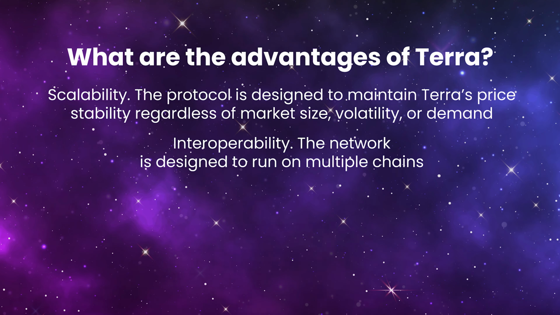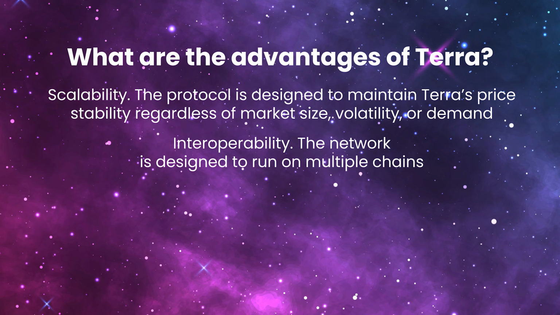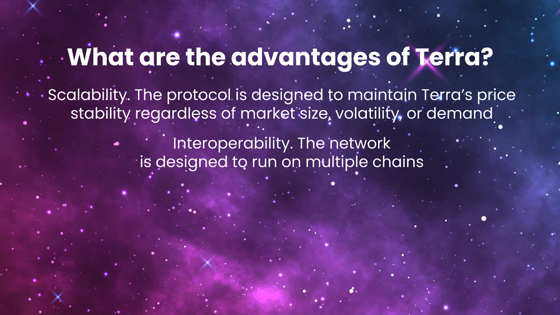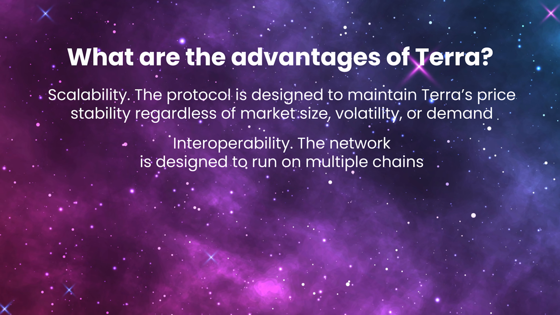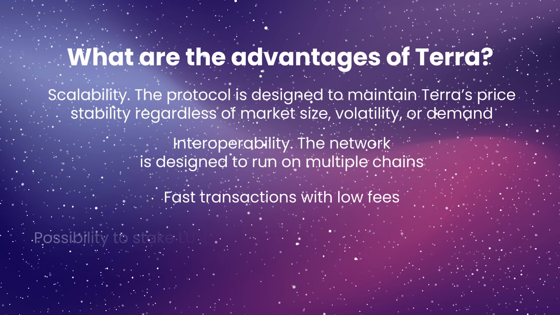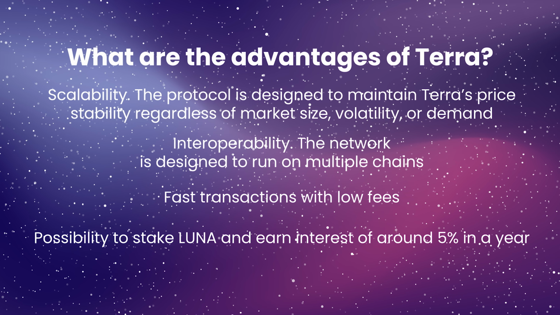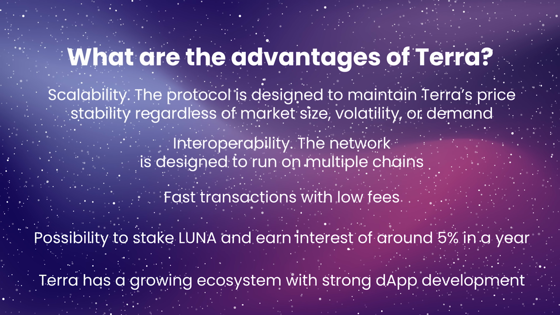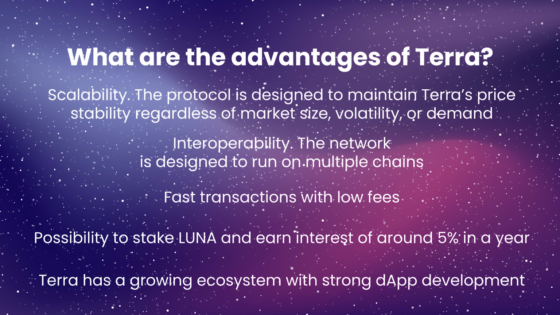Interoperability. The network is designed to run on multiple chains connected by the Cosmos IBC. Currently, Terra is live on Ethereum and Solana. Fast transactions with low fees. Possibility to stake Luna and earn interest of around 5% in a year. Terra has a growing ecosystem with strong DApp development.